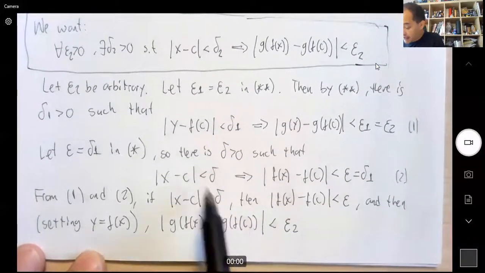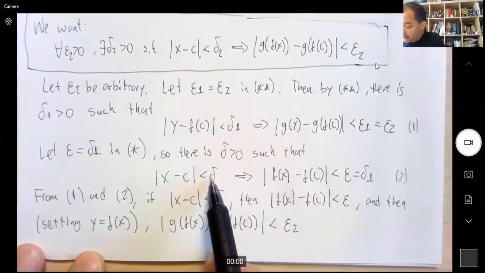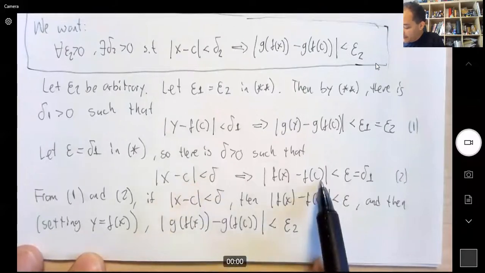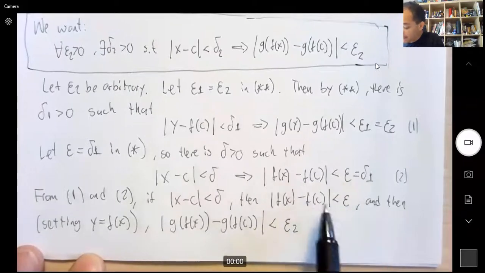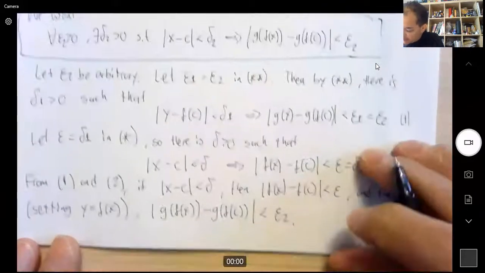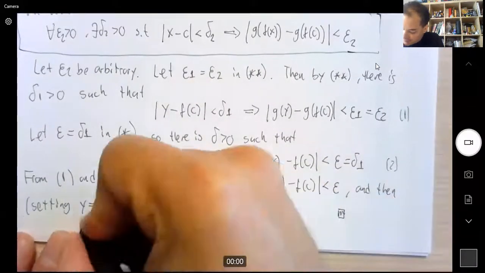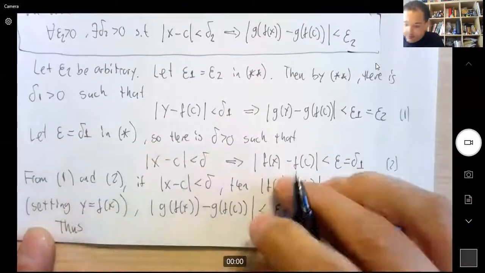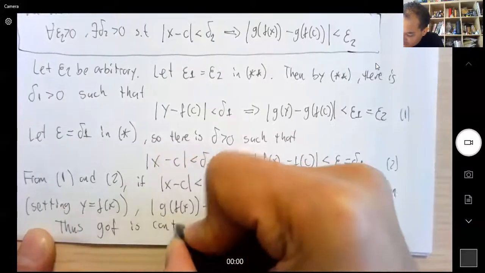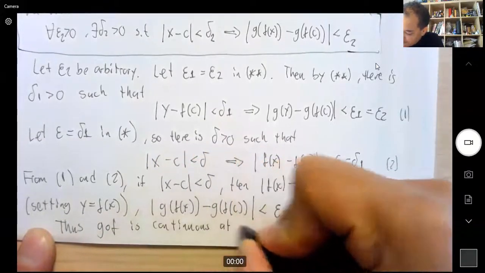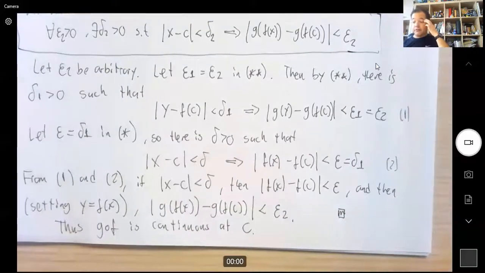So we found a delta. That delta is delta, such that when |x minus c| is less than delta, we first get |f of x minus f of c| is less than delta 1, but then that implies that |g of f of x minus g of f of c| is less than epsilon 2. And that's it. And we can say thus g composed with f is continuous at c, right?